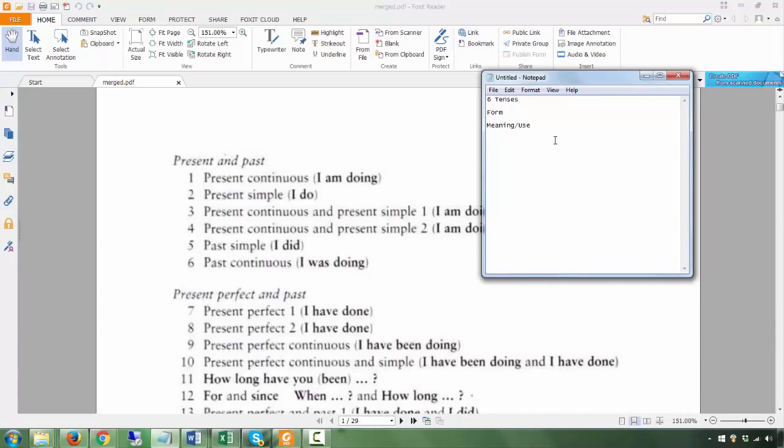For example, for the present simple tense, one of the meanings is that it's about something that happens regularly, some habitual thing. For present continuous, it is something in the middle of an action happening, could be happening right now, or could be just in the middle of an action. So these are different. You have to understand the meaning.